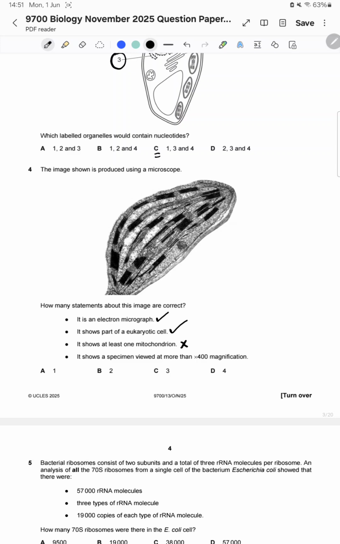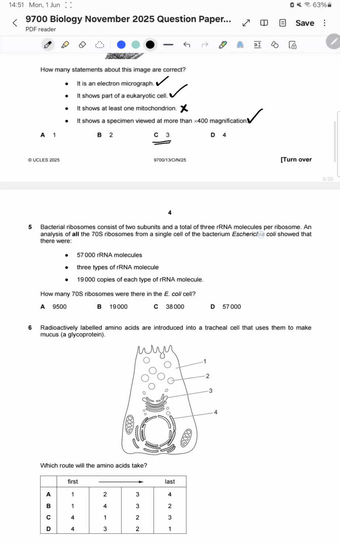Fourth one says it shows a specimen viewed at more than 400 times magnification. Of course, because 400 times magnification is used only in light microscope, and we have already said that it's an electron micrograph, so it must be much more than that. So this is also right. So there are 3 statements which are correct, so the answer should be C.